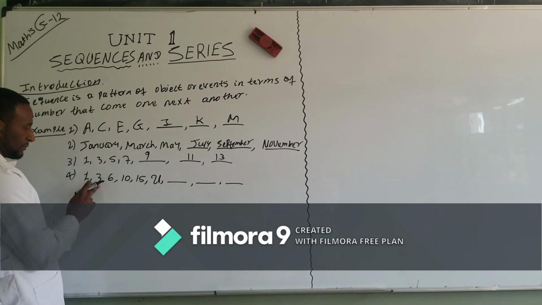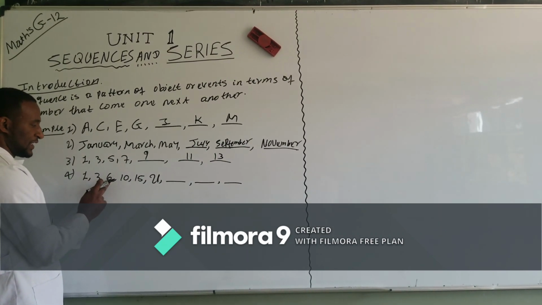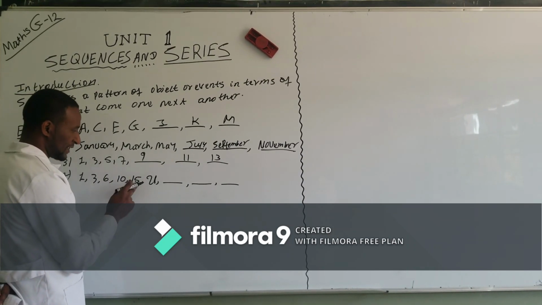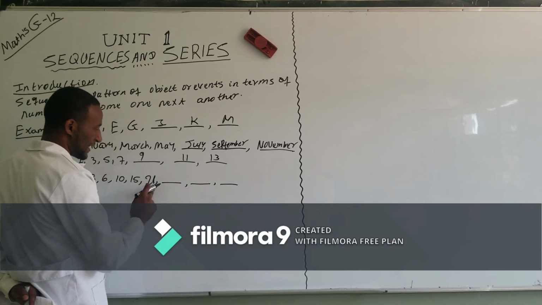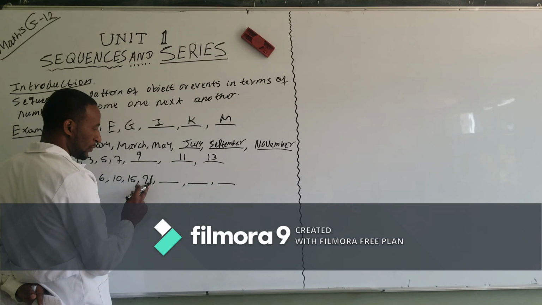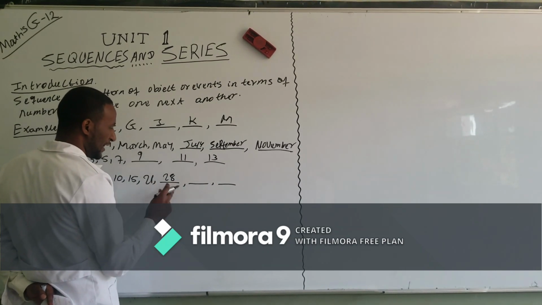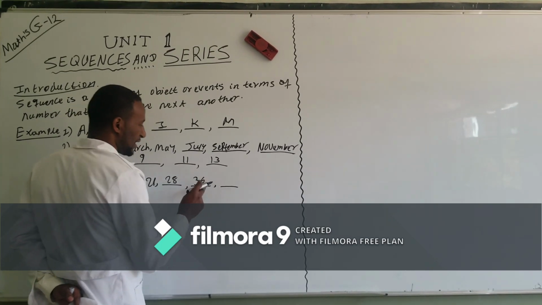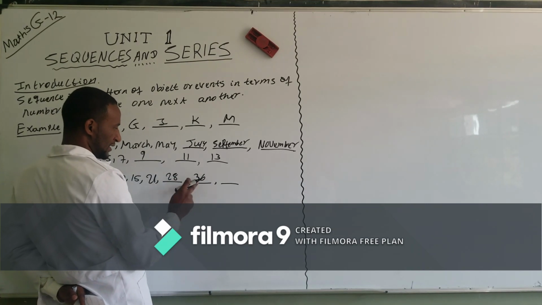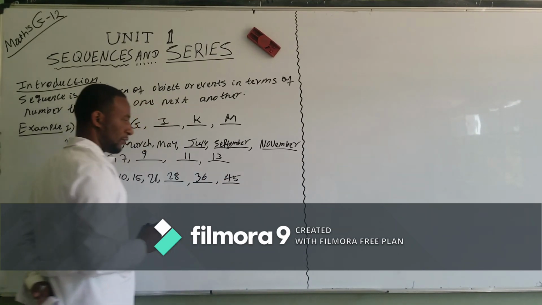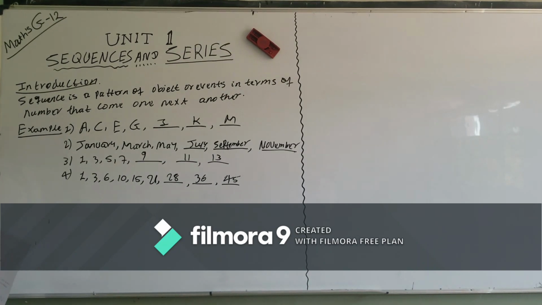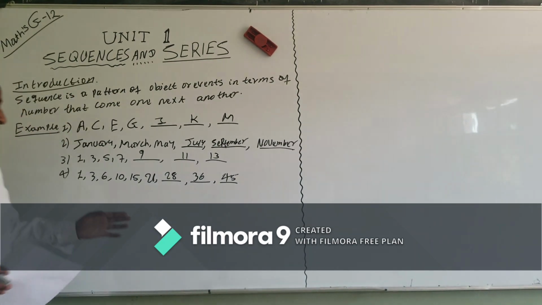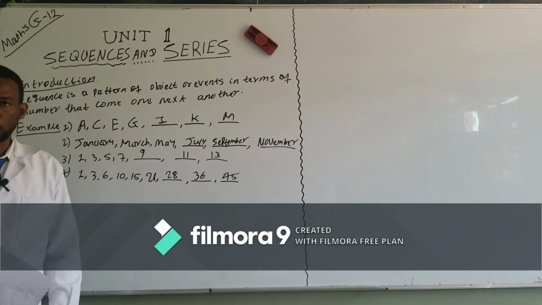The difference between the first term and the second term is 2, the second term and the third term is 3, the third term and the fourth term is 4, the fourth term and the fifth term is 5, the fifth term and the sixth term is 6, the sixth term and the next term is 7. When we add 7 to 21, we get 28. When we add 8 to 28, we get 36. When we add 9, we get 45. So the terms of a sequence follow some rules.